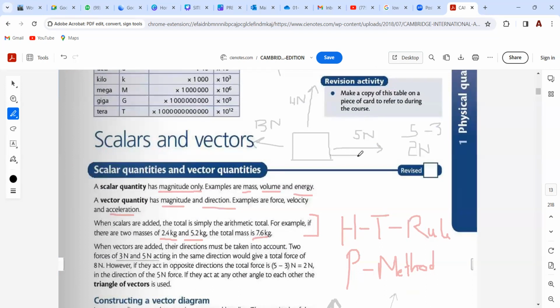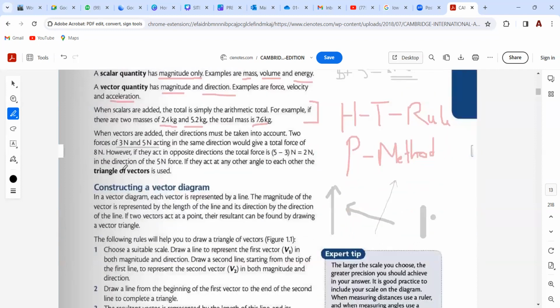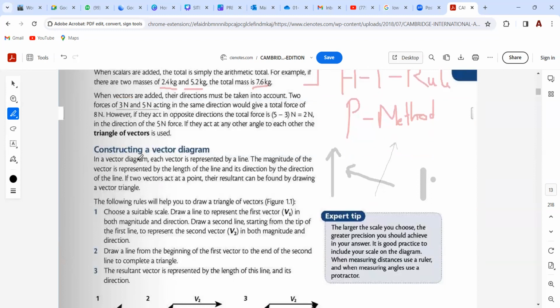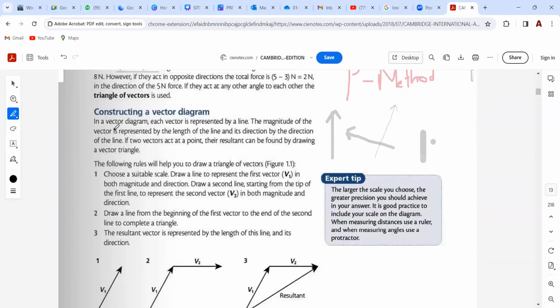If let's say both of them were acting in the same direction, 5 and 3, the resultant vector would have been 5 plus 3, जिसका आंसर होना था 8 Newton, right? So this is what resultant vectors are, and this is how vectors are added and subtracted. अब हम आते हैं constructing a vector diagram.